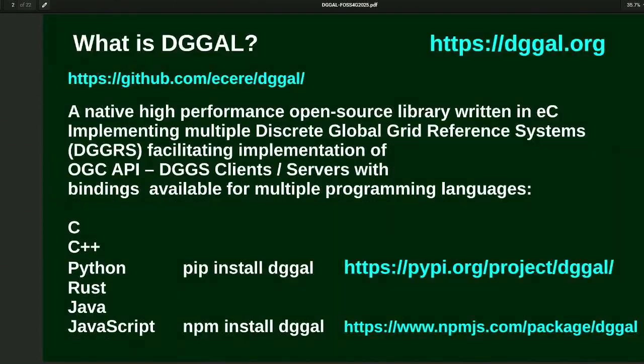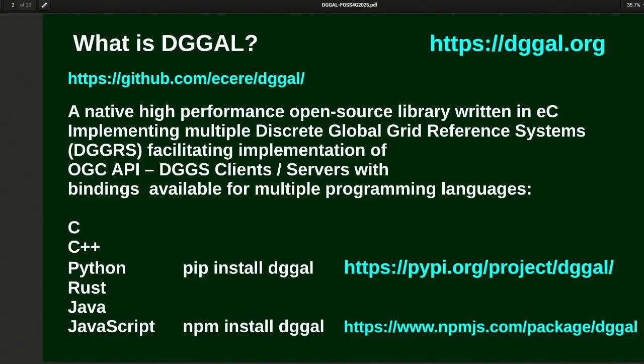So a quick overview about what is DGGAL. It's an open source, high performance library, written in the eC programming language, which is a superset of C. It's compiled natively to implement multiple discrete global grid reference systems. This facilitates the implementation of the new OGC API DGGS standard, which was recently published. And there are bindings available for several programming languages, including C, C++, Python, Rust, Java, and JavaScript.